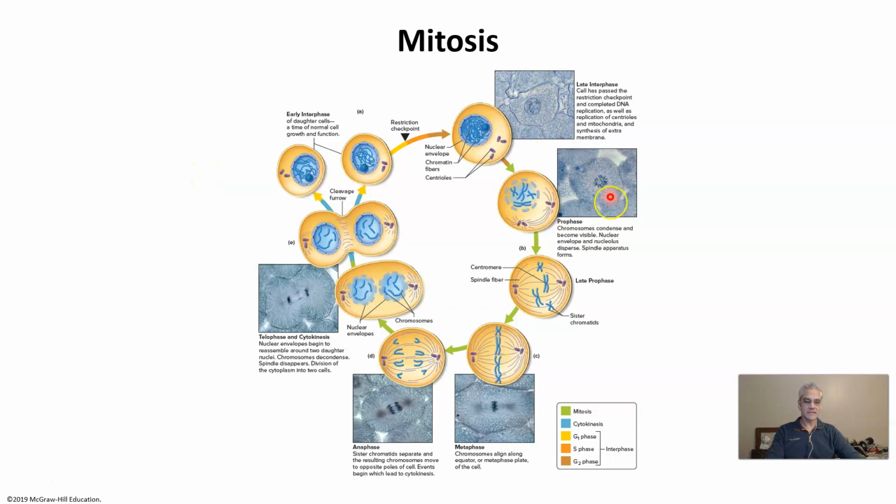But look at these actual pictures, and you can see chromosomes line up in the middle. They start pulling apart from each other. That's anaphase. You start to see the cleavage furrow. That's an indication of telophase. And then you're going to get cytokinesis, which is the splitting apart of the actual cytoplasm of these cells to create two cells.